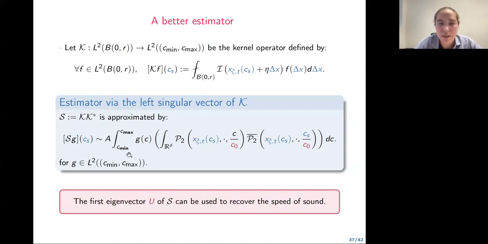Okay, you get that it's the integral over the interval of speeds that you're probing of P2. Remember that P2 is a PSF times P2 bar. Okay, but probed for C and for CS. And so by taking the first eigenvector of S, which is the first singular vector of K, you're going to be able to recover the speed of sound.